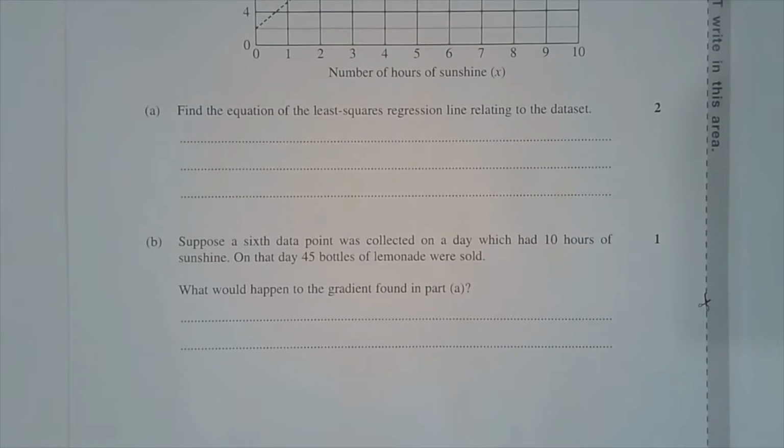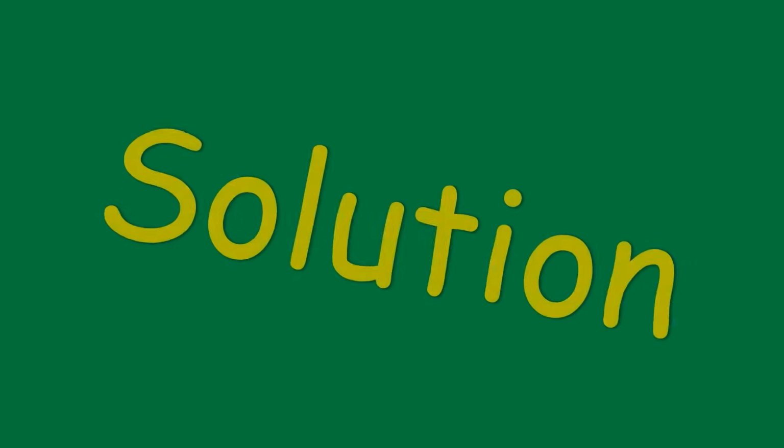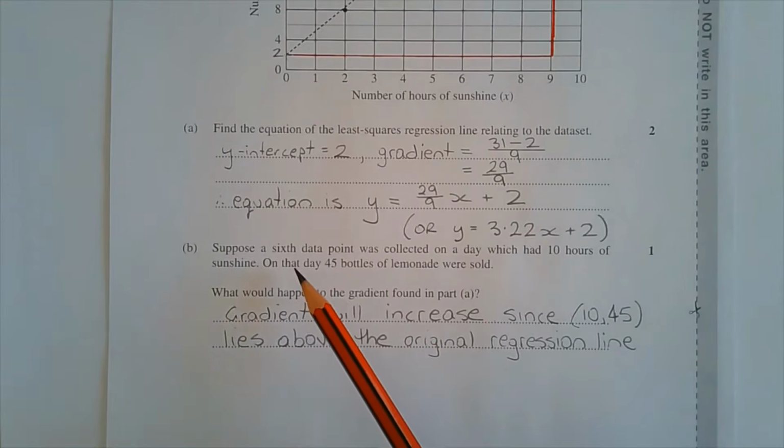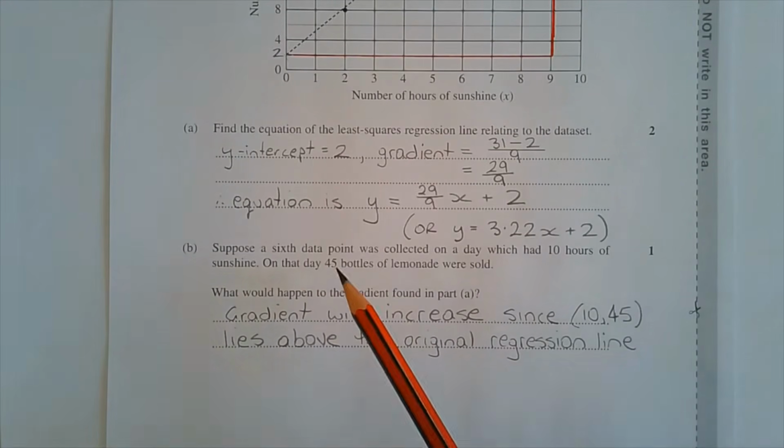Part B. Suppose the 6th data point was collected on a day which had 10 hours of sunshine. On that day, 45 bottles of lemonade were sold. What would happen to the gradient found in Part A? The coordinates of the 6th data point is 10, 45.